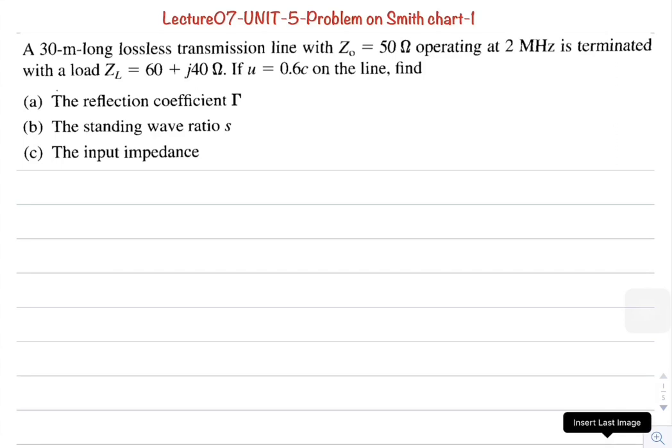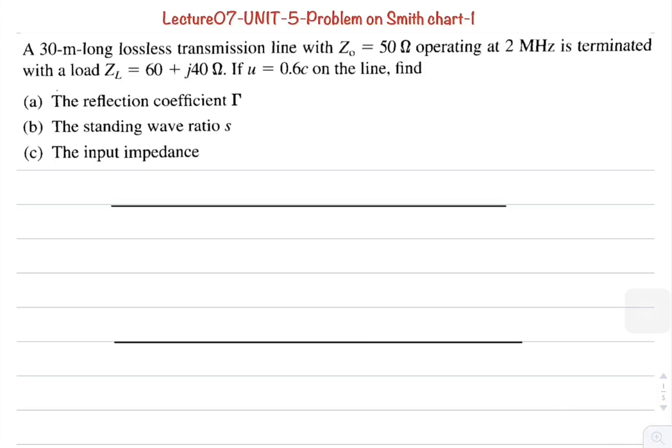A 30 meter long lossless transmission line with characteristic impedance of 50 ohms operating at 2 megahertz is terminated with a load of 60 plus j times 40 ohms. If the velocity of wave u equal to 0.6 times c on the transmission line, find the reflection coefficient, standing wave ratio and the input impedance.